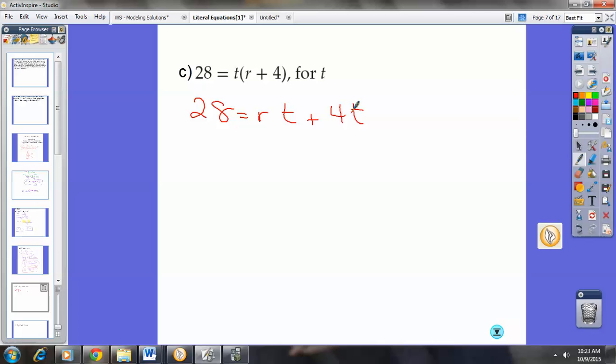Okay, so here's what I want you to do. Let's start over. Let's not distribute. You don't have to erase anything. Just start over. What's another option if we want to get t by itself? Timmy, what do you think? Divide by r plus 4. Very good. We can divide by that quantity. You can divide by a quantity like that as long as there's parentheses around it, and we have it. So let's divide by r plus 4.